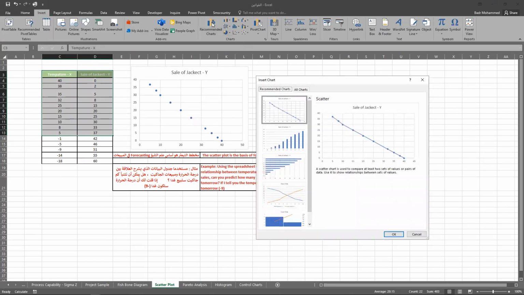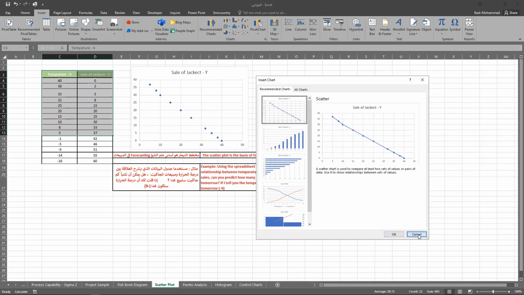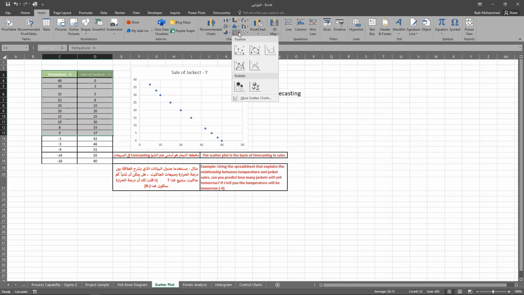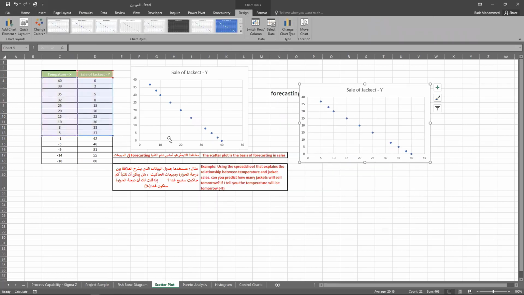You go to recommended. There is a scatter plot here. You can use it from here, or there is another one here. You can select whatever you need. There are many types of scatter plot. Just click, so it will be the same. This is the scatter plot.